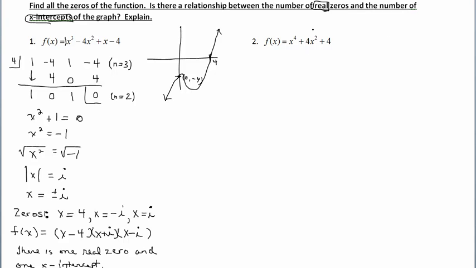First thing we're going to do is type this into our calculator, and when we do, I know quickly that the y-intercept is 4, because if x is 0, I'm going to have a y-intercept of 4. (0, 4) is the ordered pair.